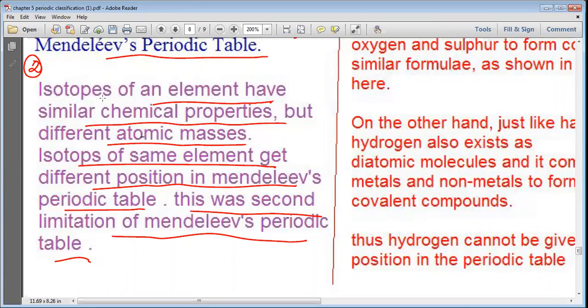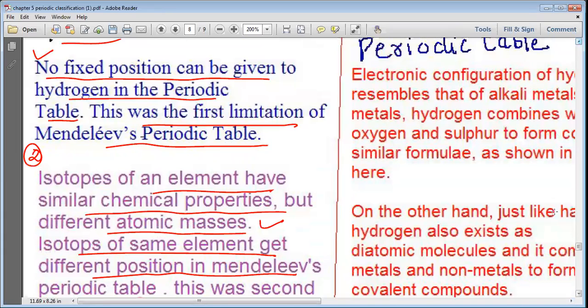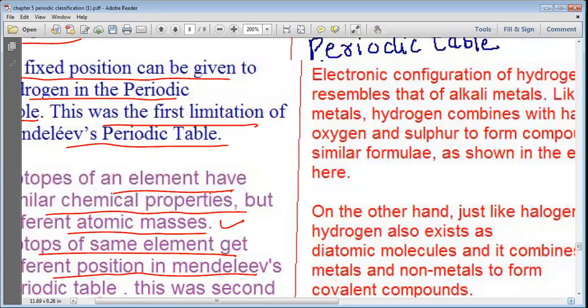My dear students, we know that isotopes of the same element have different atomic masses. So if we put the isotope of the same element into the Mendeleev periodic table, this isotope will get a different position, and that is why the position of the isotope was not the same as the position of that particular element. The second important part is that the position of hydrogen was not fixed in Mendeleev's periodic table.